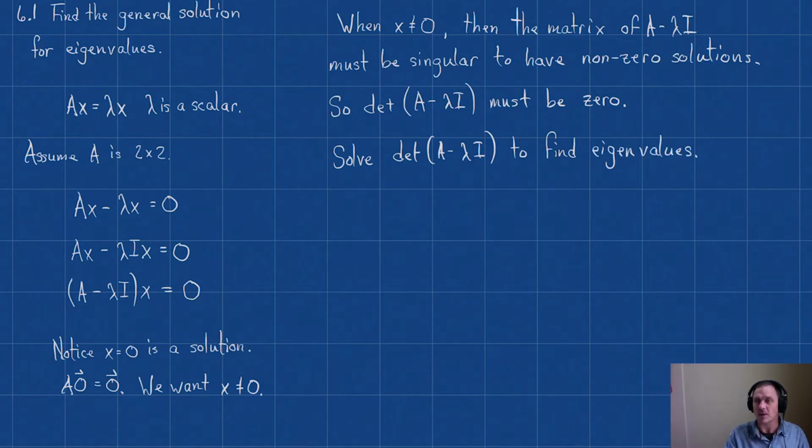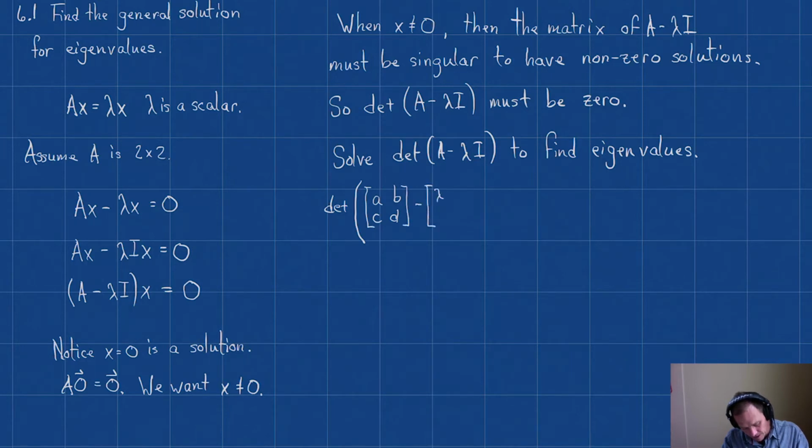All right, so here we go. Let's actually try this. We're going to take the determinant of the matrix A, which is just a 2 by 2, a, b, c, d, minus lambda times the identity, that's lambda 0, 0, lambda.